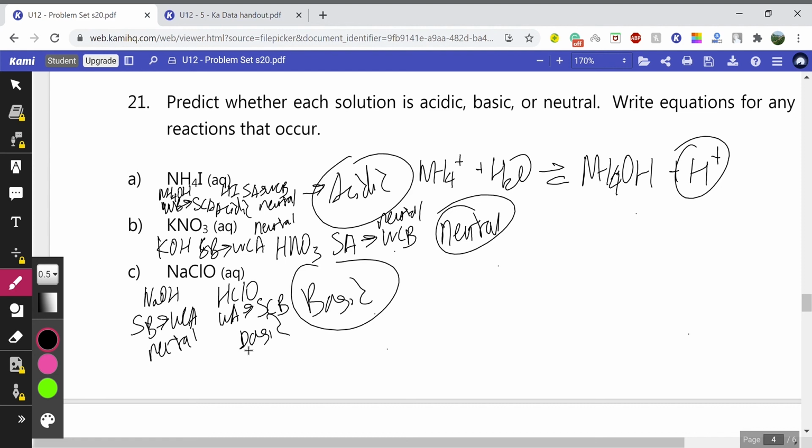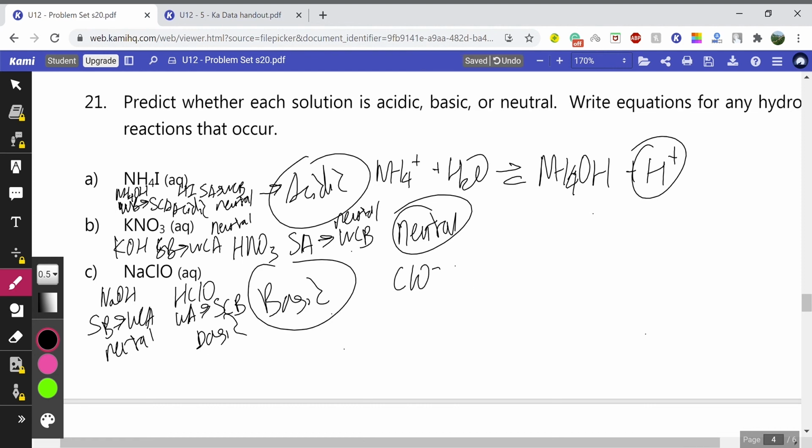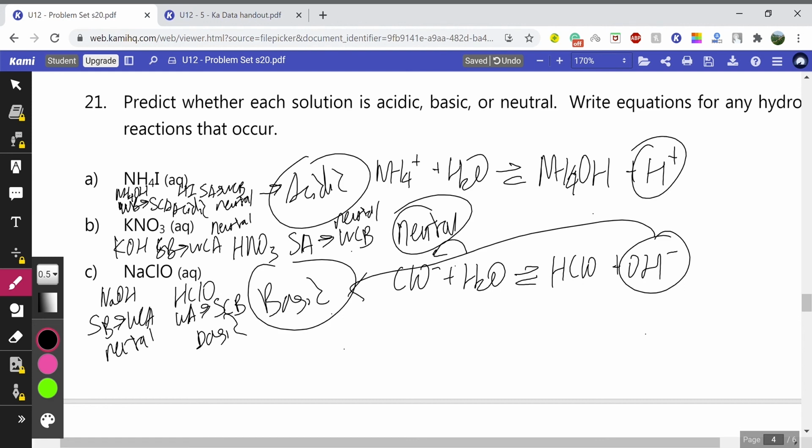And we can use ClO minus. Na will not be included because it's from group 1. Group 1 will not undergo hydrolysis. Plus H2O makes an equilibrium with HClO plus OH minus. It's the anion, so it's going to take an H with it. From the OH minus, we can prove our basic solution.